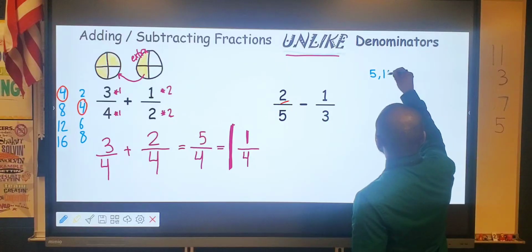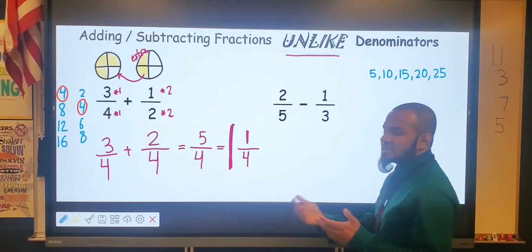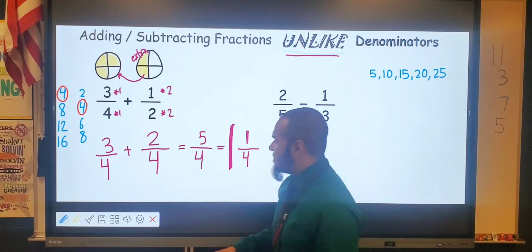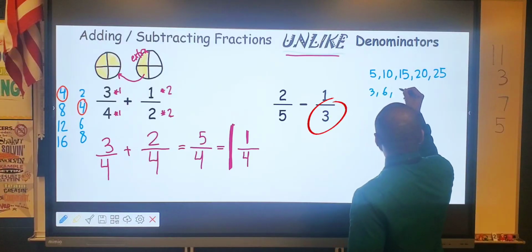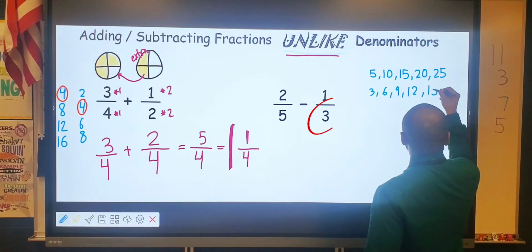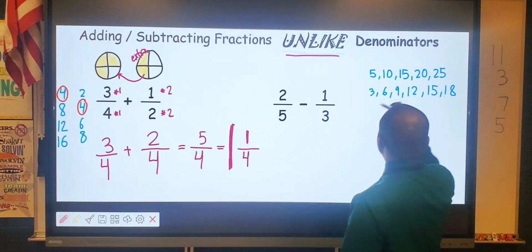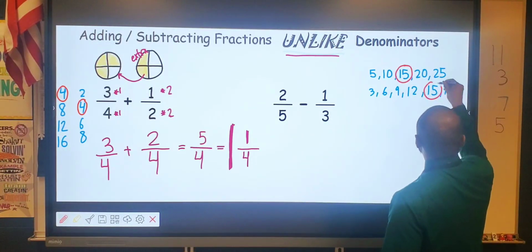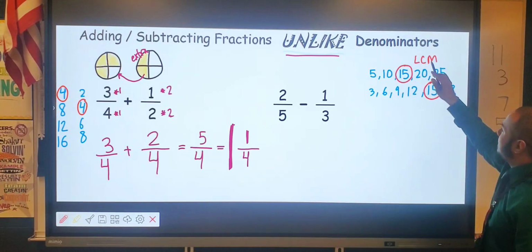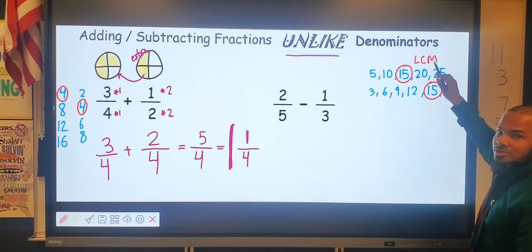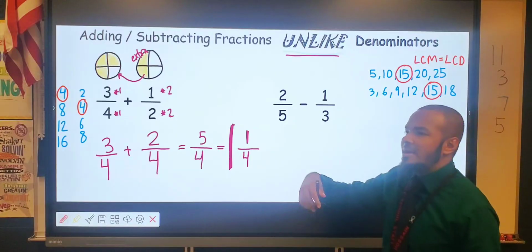So 5, 10, 15, 20, 25. So I'm just listing the multiples. Once I do the multiples of 5, then I'm gonna go ahead and do the multiples of 3. I'm gonna say 3, 6, 9, 12, 15, 18. And as you can see, the very first number they share in common would be 15. And so 15 would be known as your LCM, your least common multiple. Your least common multiple then turns into your LCD, which is your lowest common denominator.